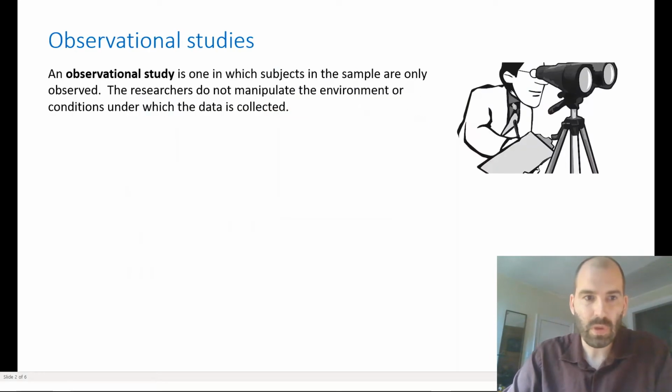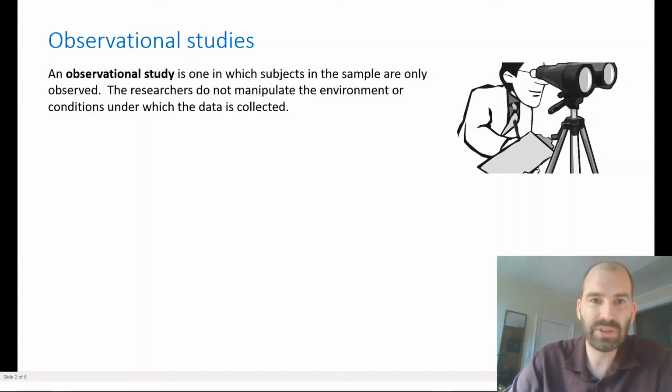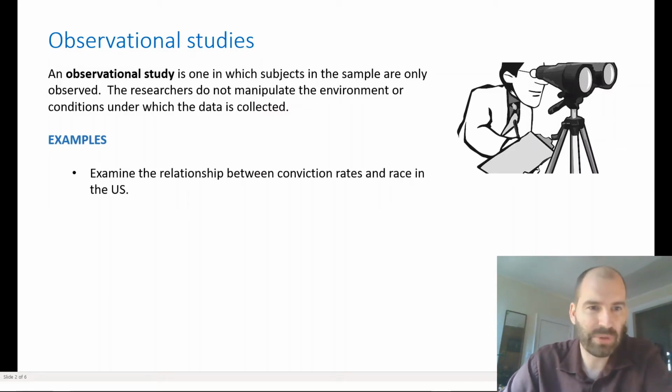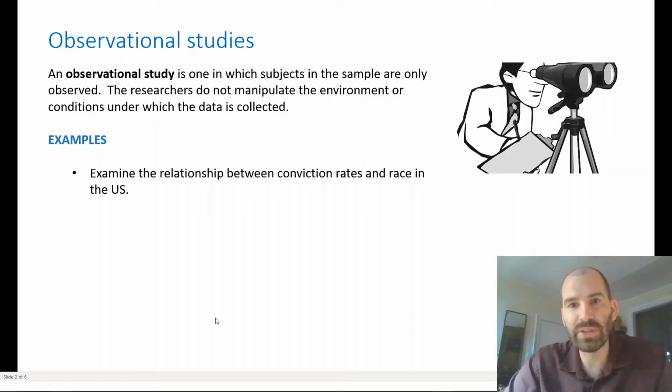So, what is an observational study? An observational study is one in which subjects in the sample are only observed. The researchers do not manipulate the environment or the conditions under which the data is collected. So what are some examples of these types of studies? Well, perhaps you wanted to examine the relationship between conviction rates and race in the U.S. This is not something that you can really control the environment about, but we can go look through police records or judicial records, and we can get the information from those records. So all we're doing there is we're just observing those records. So that makes this an observational study.